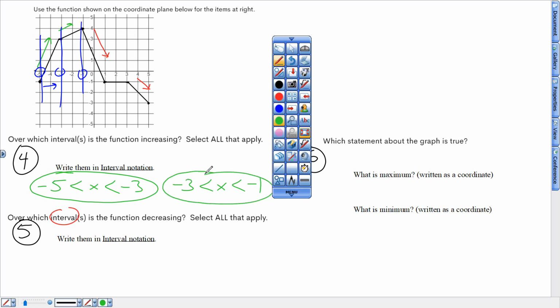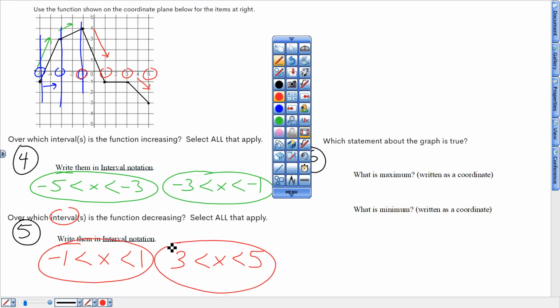Where it's going downhill, I could see it starting at that same -1. Inequalities always go this direction. I could really put those lines under there, but for test's sake, I'm going to leave them out. And then that other boundary is right here at 1. The other one goes from this 3 to this 5. Those are my intervals where it's going downhill, looking at my x-axis numbers.